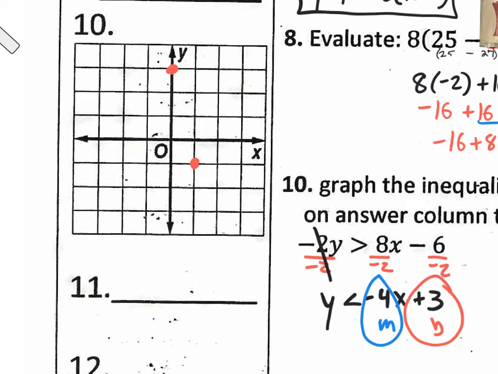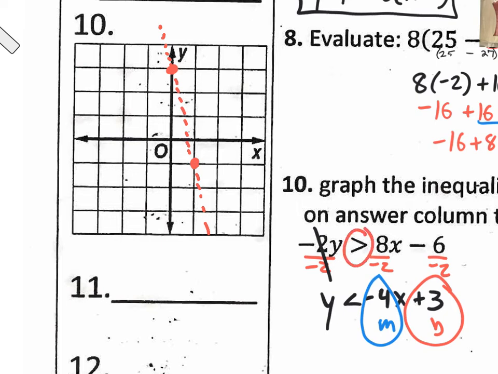Now, is this line going to be solid or dotted? Dotted is correct. So this is going to be a dotted line. And on the final, you are going to have some solid, you are going to have some dotted, so you need to know the difference. It's dotted because there is no solid line underneath our inequality.